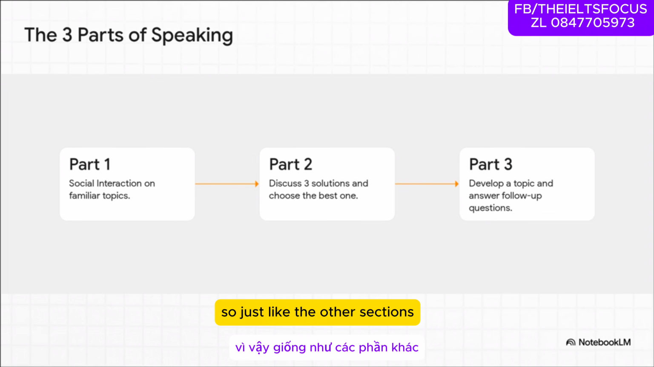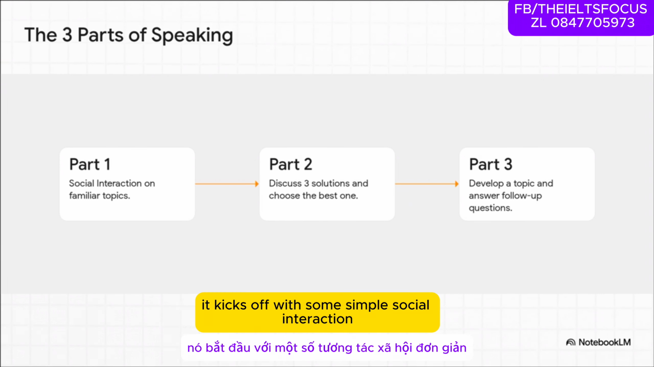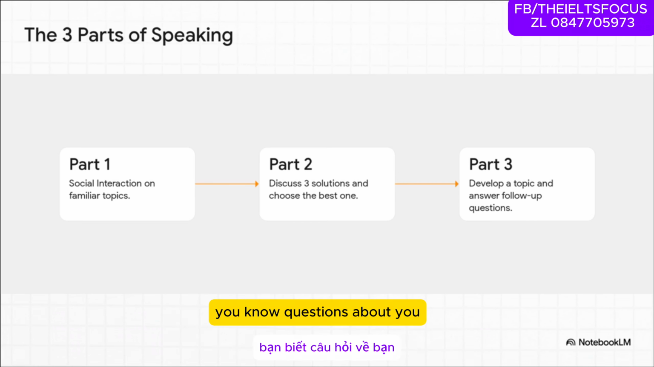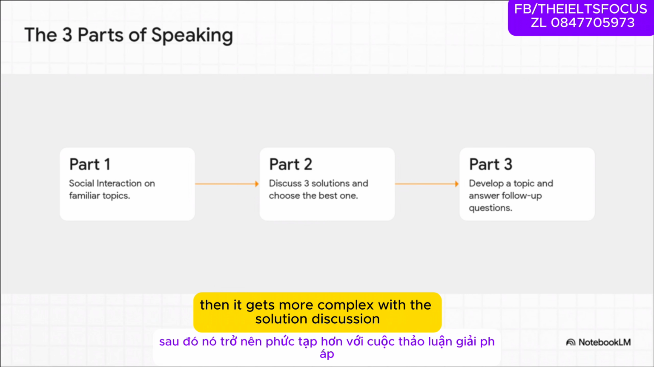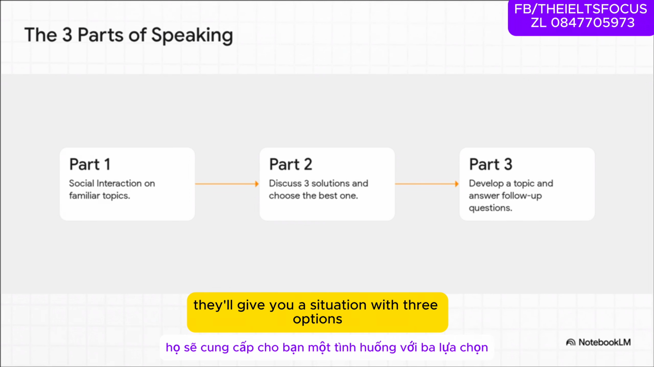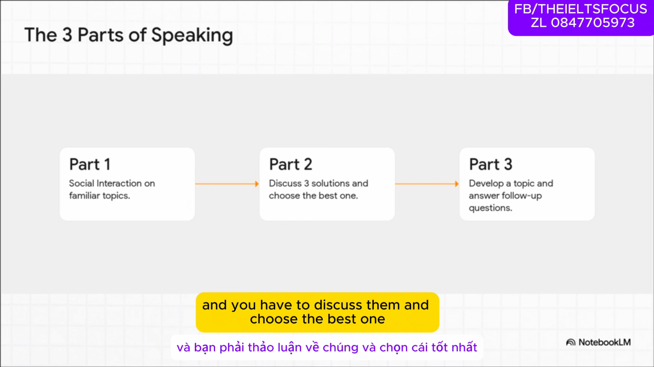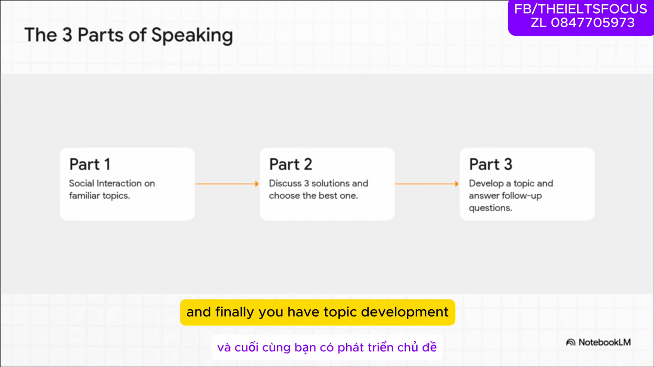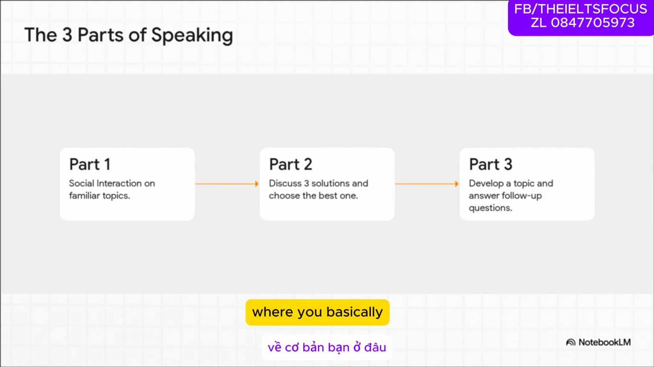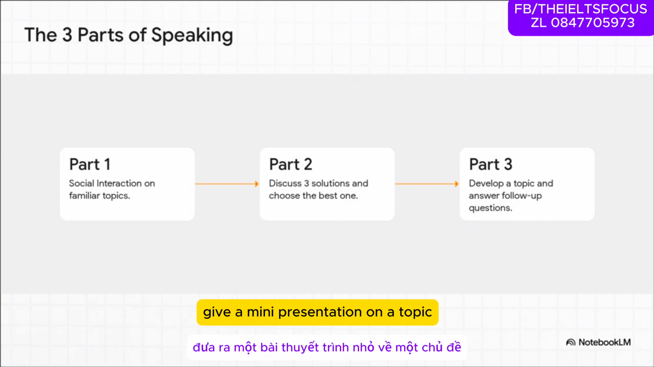So, just like the other sections, this one is broken down. It kicks off with some simple social interaction. Questions about you, your hobbies, your life. Easy enough. Then it gets more complex with the solution discussion. They'll give you a situation with 3 options, and you have to discuss them and choose the best one. And finally, you have topic development, where you basically give a mini presentation on a topic they give you.